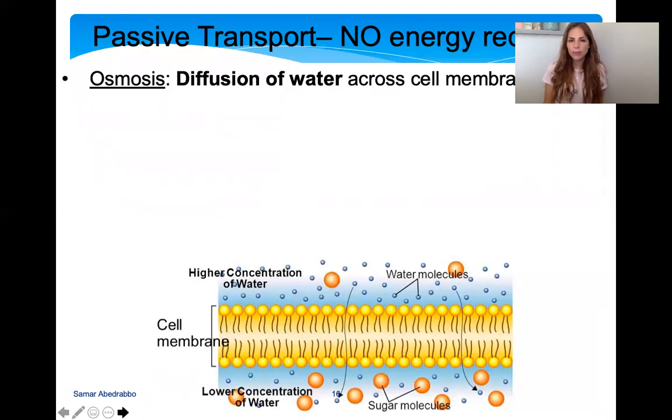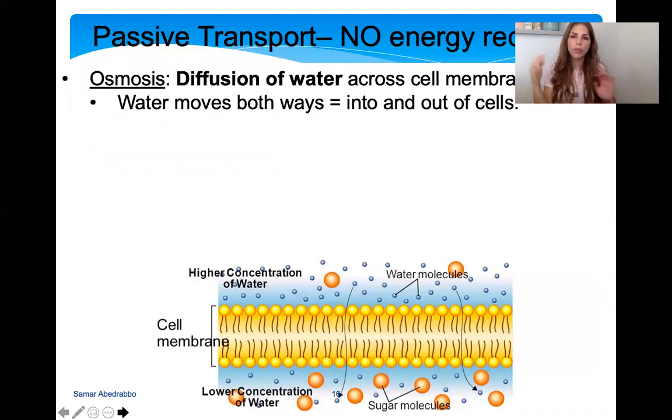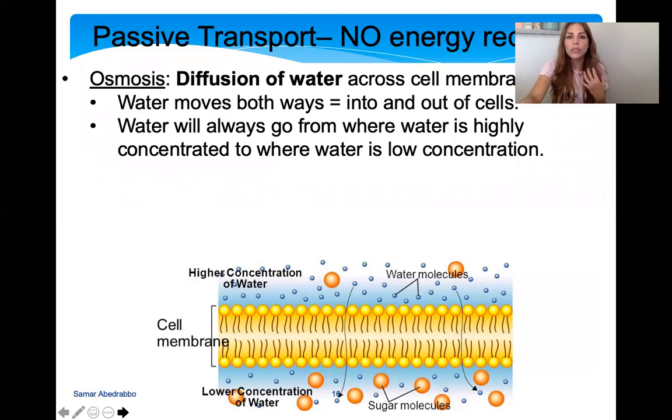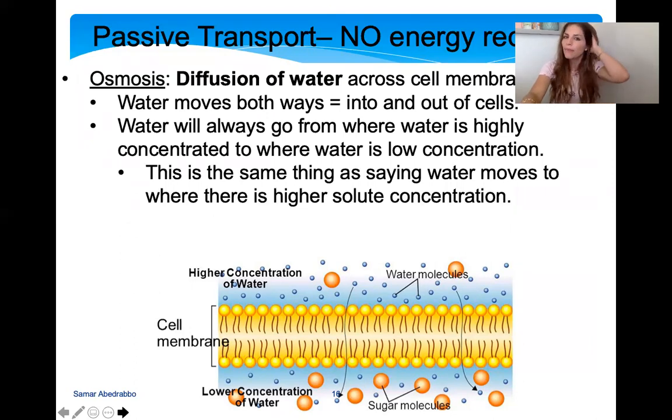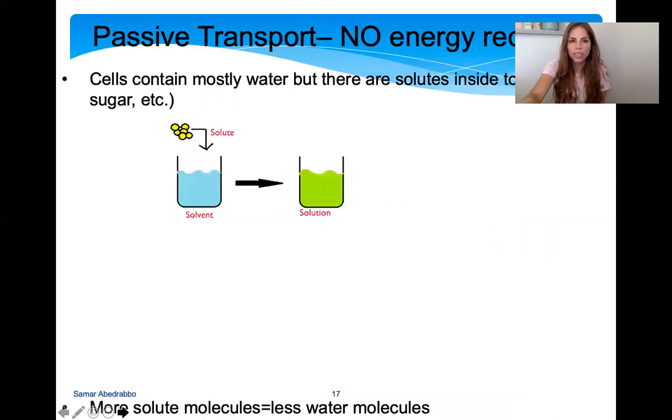Okay, so again, osmosis is the diffusion of water across the cell membrane. Water goes both ways, it goes in and out of cells. So it's important for us to know what type of solution we put cells in. Water will always go to where there's less of it. So water will go where there's less water or where there's more salts, because if there's more salts, there's less water. This is the same thing as saying that water moves to where there's higher solutes or higher salt concentration.